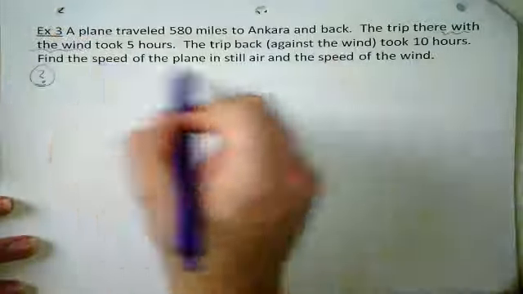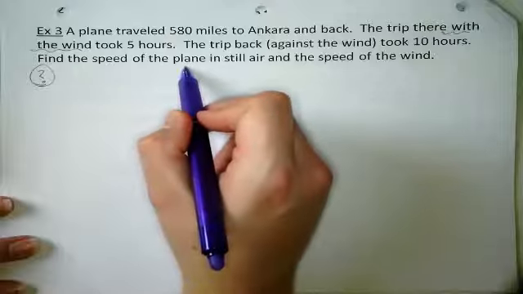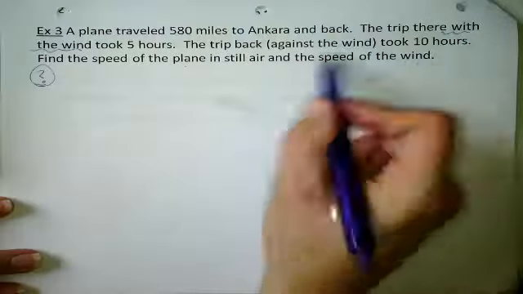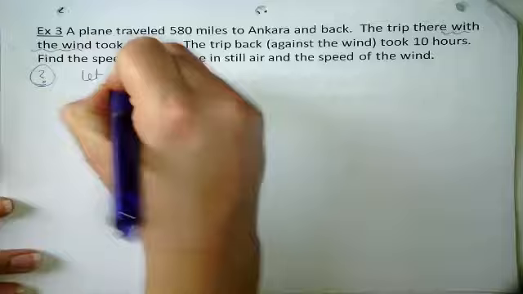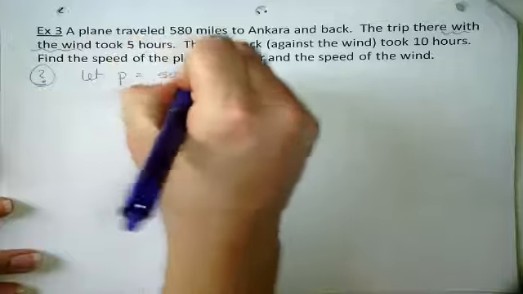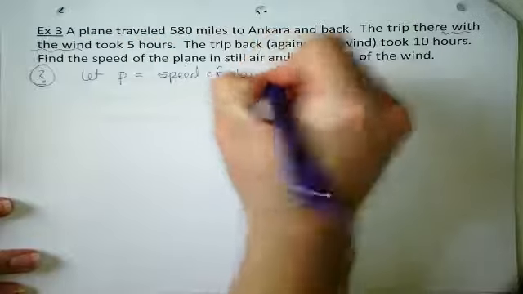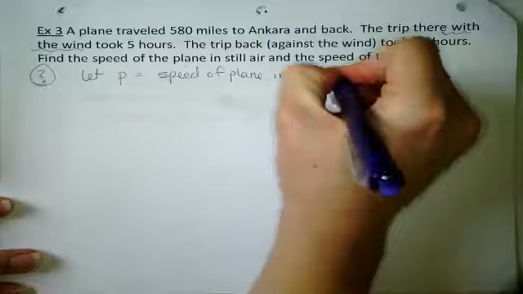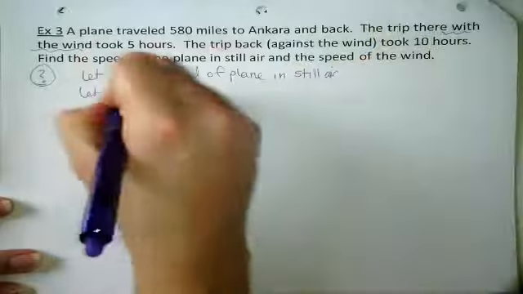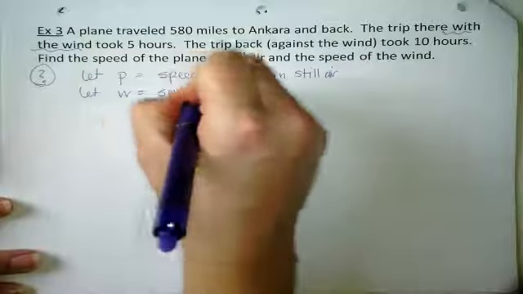We want to find the speed of the plane if air was not a factor, and what the speed of the wind was. So I'm going to let P equal the speed of the plane in still air. And we're going to let W equal the speed of the wind. And we're assuming here that the wind is remaining very constant and steady the whole long trip. Also, there are many ways to solve this, so you might know another way, and that's okay.